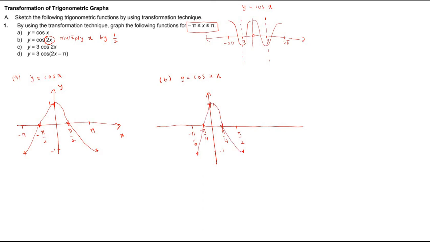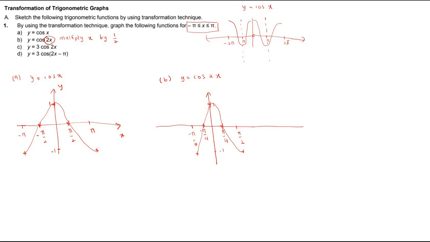Okay. So, this is the new graph for y equal cos 2x. However, the graph the question wants us to sketch is from negative pi until pi. So, we have to add. We have to extend the graph until pi.